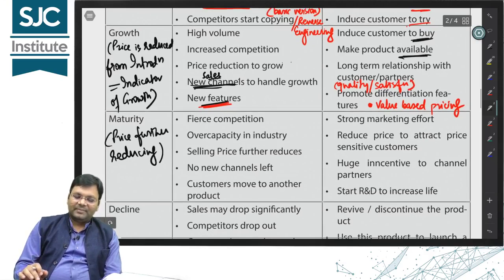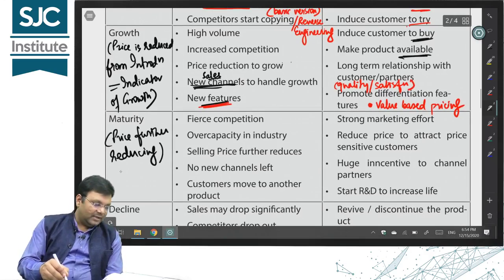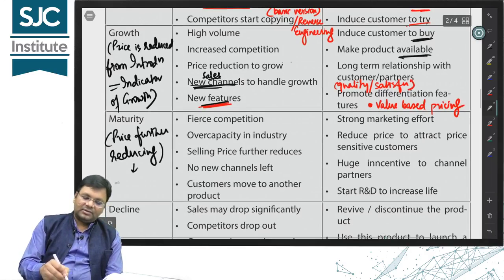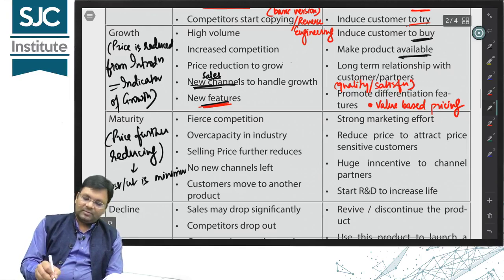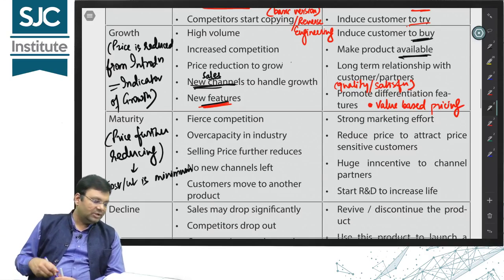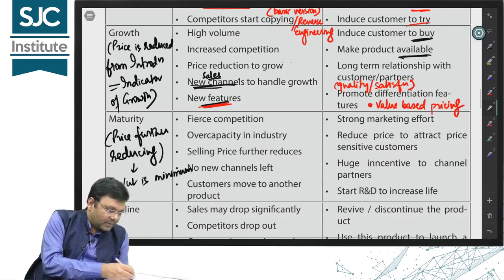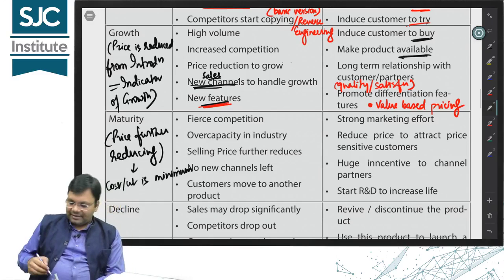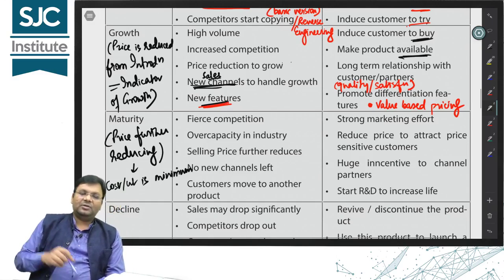So maturity means price further reducing, and here cost also reduces to a minimum. Cost per unit is minimum here. The best part here is that cost per unit is minimum. Why? Because now you stop investing in high promotional cost. So that way you save on cost and you get large economies of scale benefit because of huge volume.